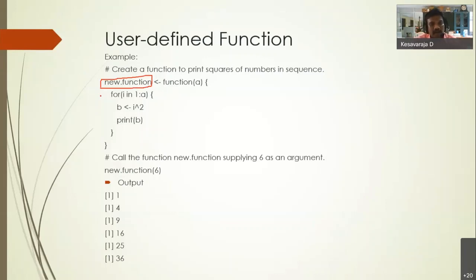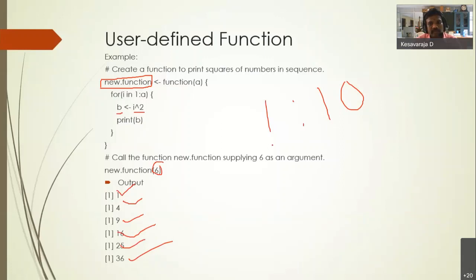So for i in 1 to a, where 1 colon a means 1 to a, and 1 colon 10 means 1 to 10. Then print b equal to i square. So 1 square, 2 square, 3 square. I'm passing 6 as my input, so 1 to 6: 1, 4, 9, 16, 25 and 36.